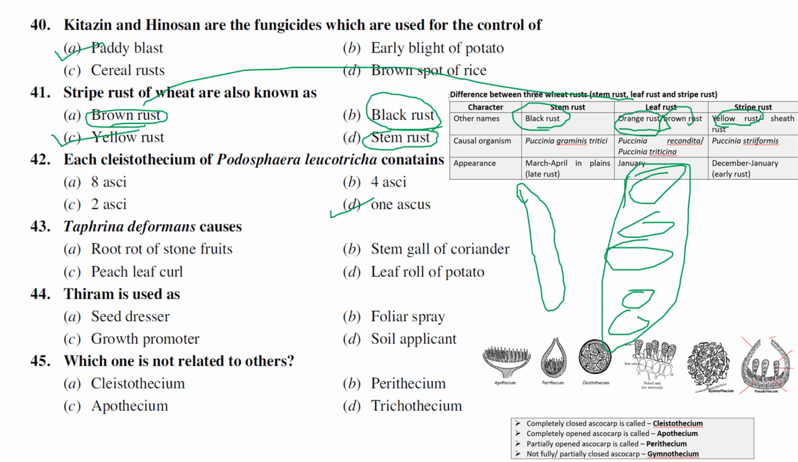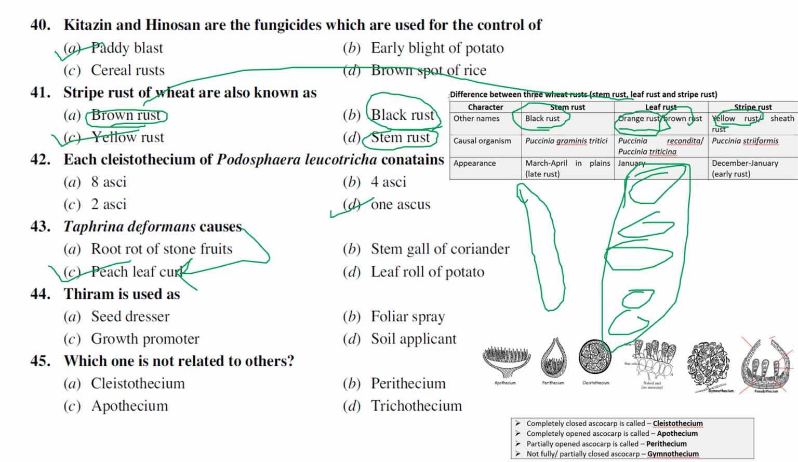Taphrina deformans causes peach leaf curl. So peach leaf curl is caused by Taphrina deformans. There are a couple of other pathogens: Taphrina maculans, which causes turmeric leaf blotch, and Taphrina epiphylla, some kind of disease in strawberry. Okay, generally this Taphrina deformans is responsible for peach leaf curl.